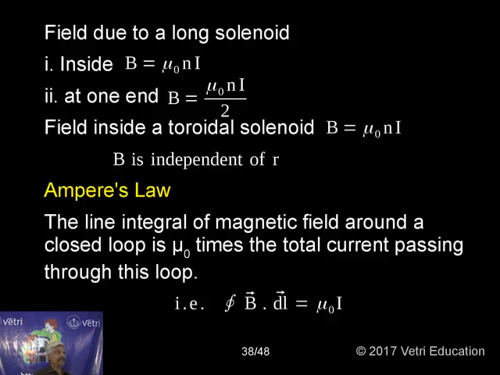Field due to a long solenoid. That is also a repeated problem. The long solenoid actually looks like a rectangular coil. That is the imagination we need. Long solenoid like that. What happened? It can look like a rectangular coil, the coil wound towards the direction and outside. So it looks like a long solenoid.